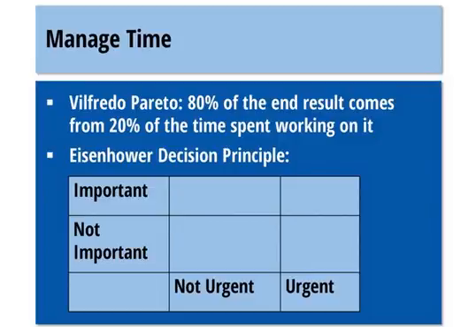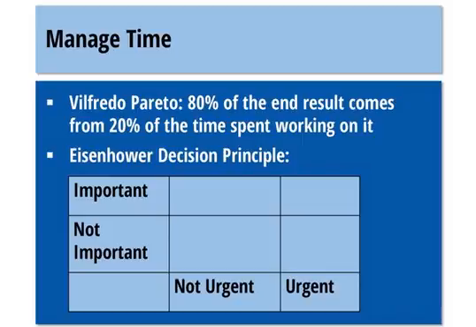According to a concept by Italian economist Wilfredo Pareto, 80% of the end result comes from 20% of the time spent working on it. You should try to take into account that most of the time is spent fulfilling a small number of extremely difficult tasks.